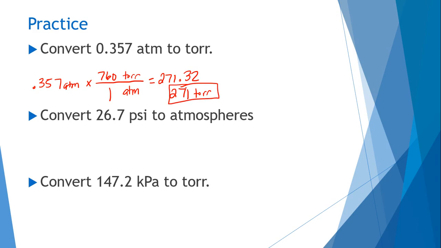Now let's look at the second example. If you want, you can try to pause this video and try it on yourself to see if you're getting the hang of it, and then you can unpause it and see if you get the correct answer. So just like the last problem, we're given a value, 26.7 psi. You're going to start conversions with the value you're given. Then we're going to have to set up our conversion. Here we're starting with psi, so we need to cancel it. We're going to put that on bottom. And it says we're trying to get to atmospheres, so that's what we're going to put on top.